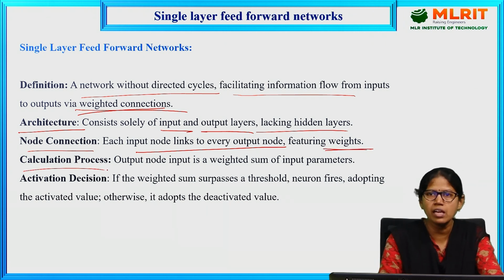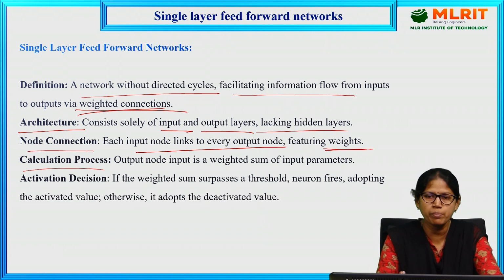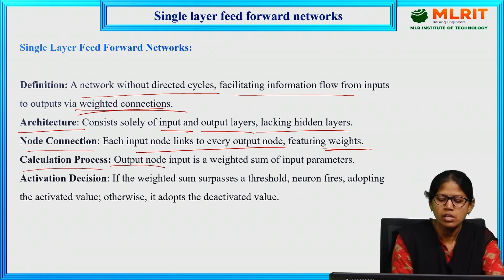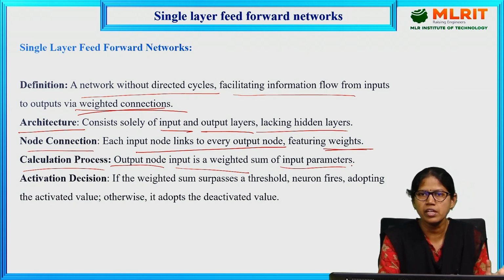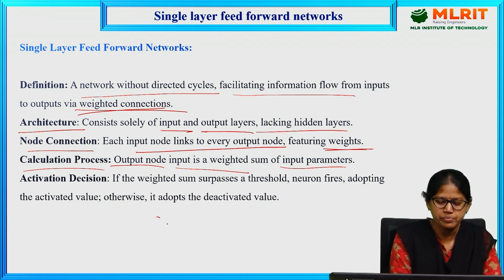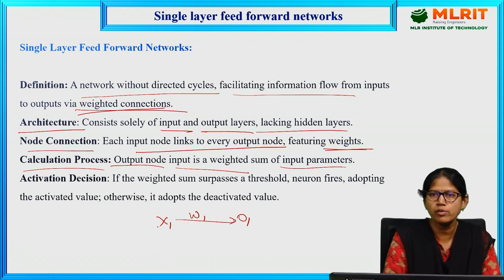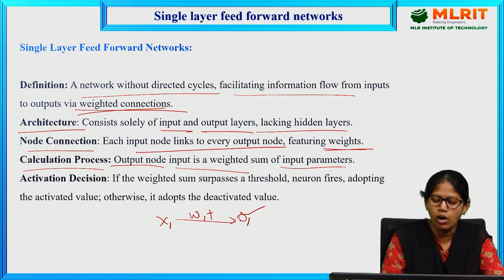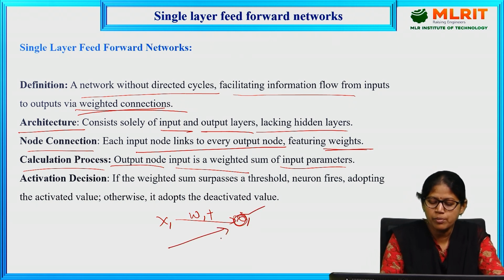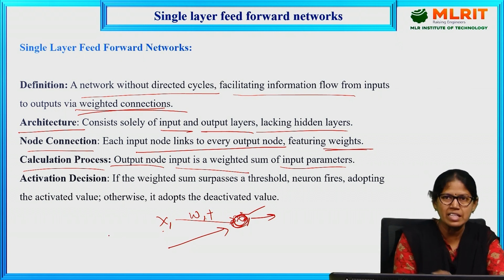Next, how the information will be processed. To an output node, the input is a weighted sum of the input parameters coming from the input nodes. For example, x1 is connected to output 1 with weight w1. Then x1 into w1 plus x2 into w2 and so on will be added at output 1. All the inputs and weights coming to a particular output node will be summed up at that node. We'll see the next step.